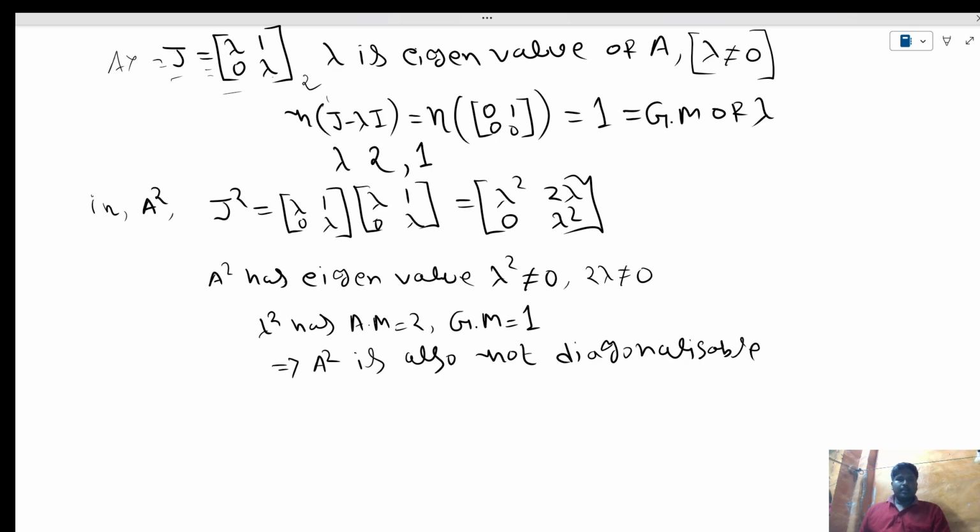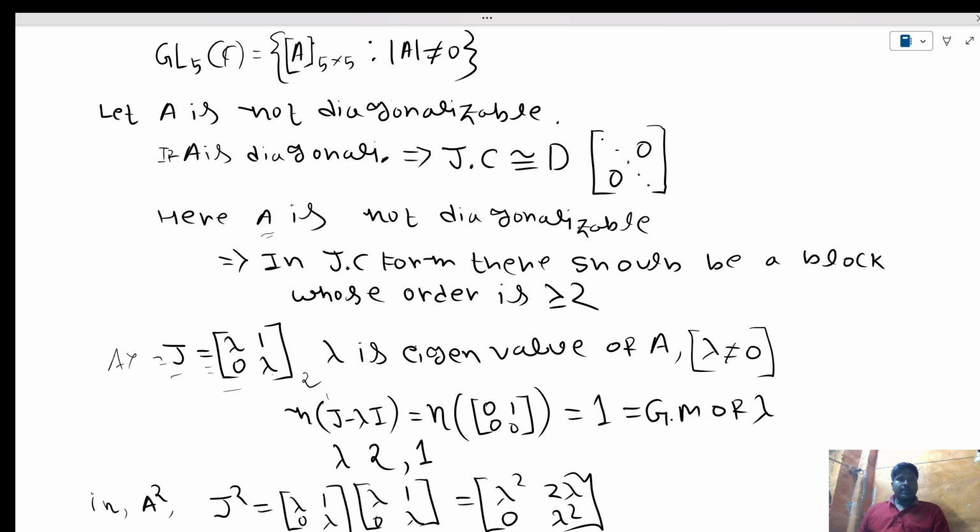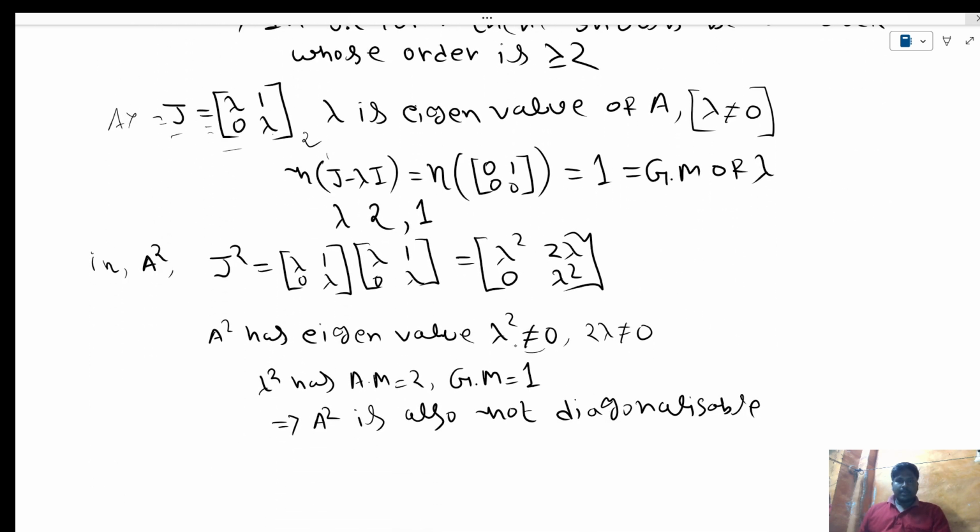And the reason why lambda is not equal to 0 is because the matrix we take is from GL5C, and one of the main criteria for a matrix from this group is that the determinant should be non-zero. That means 0 cannot be an eigenvalue of such matrices. That's why lambda is not equal to 0 and hence lambda square is not equal to 0. So we see that here also A square is not diagonalizable because lambda square is one of the eigenvalues of A square whose algebraic multiplicity is 2 and geometric multiplicity is 1. So hence A square is not diagonalizable.